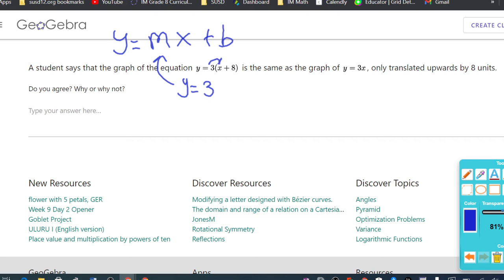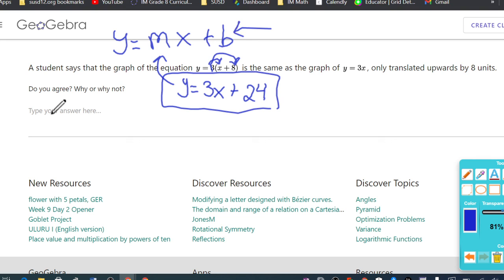Okay, so I'm going to use the distributive property. 3 times x is 3x plus, and then 3 times 8 is 24. So when you put it into standard form, please remember this is standard form, you can see that it is not translated up 8 units. It's translated up 24 units.